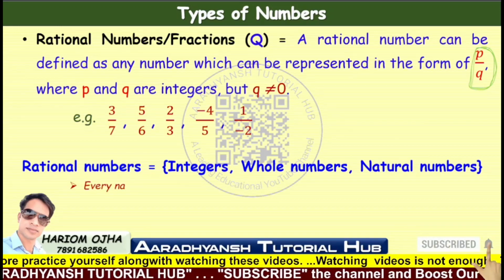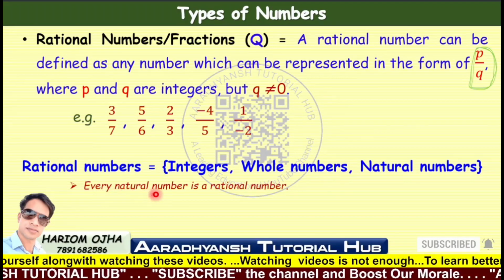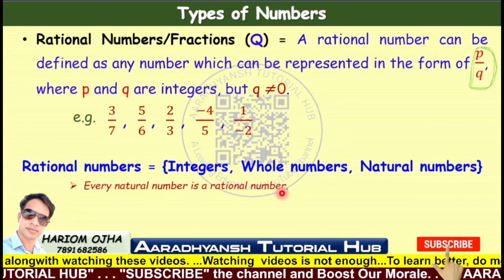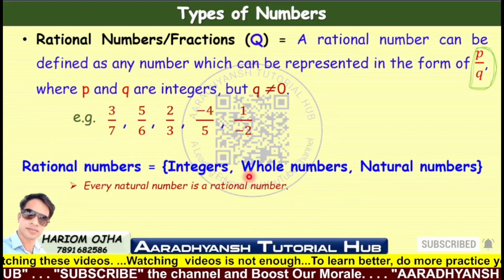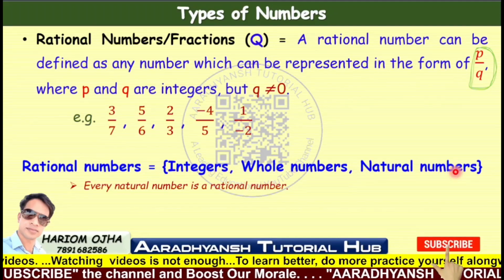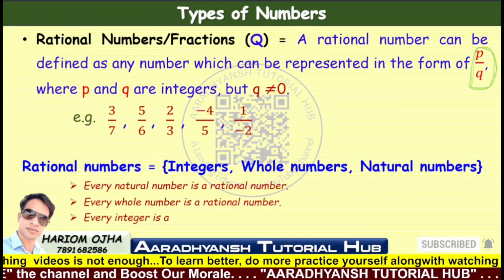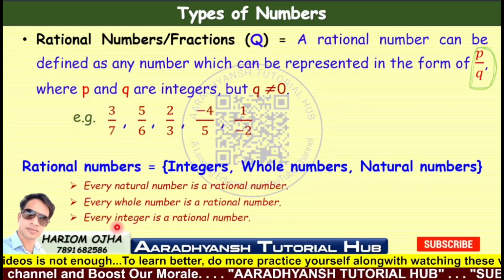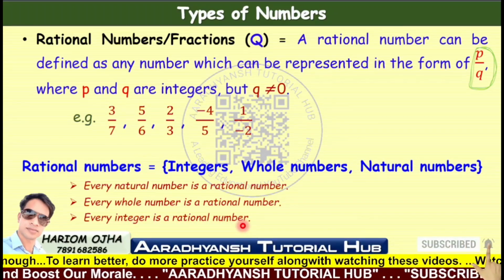So here there are some conclusions. Every natural number is a rational number because rational numbers include integers, whole numbers, and natural numbers. So all these numbers are rational numbers. Here these are 3 points: every natural number, whole number, and integer is a rational number. Okay, students.